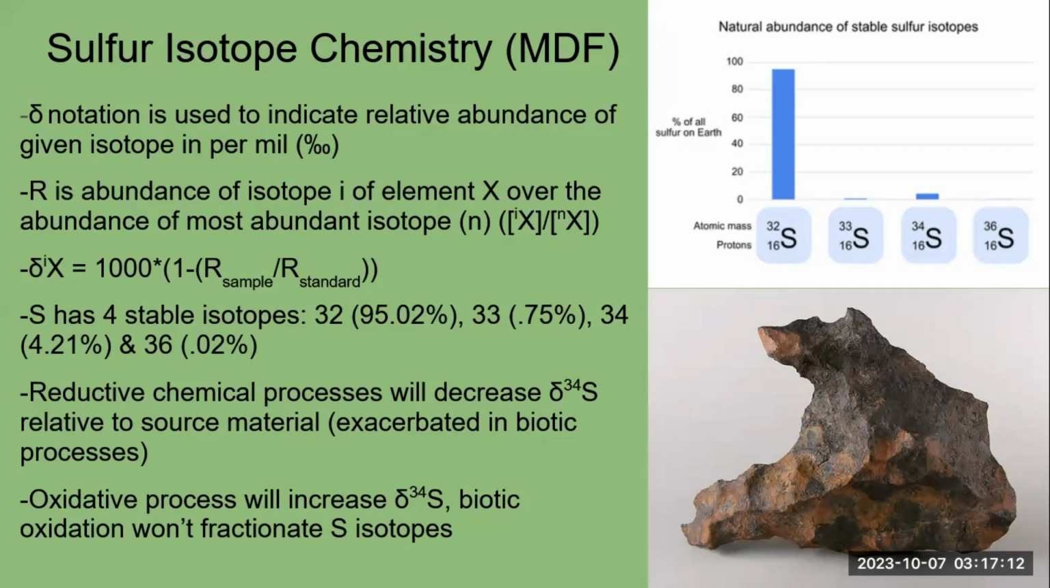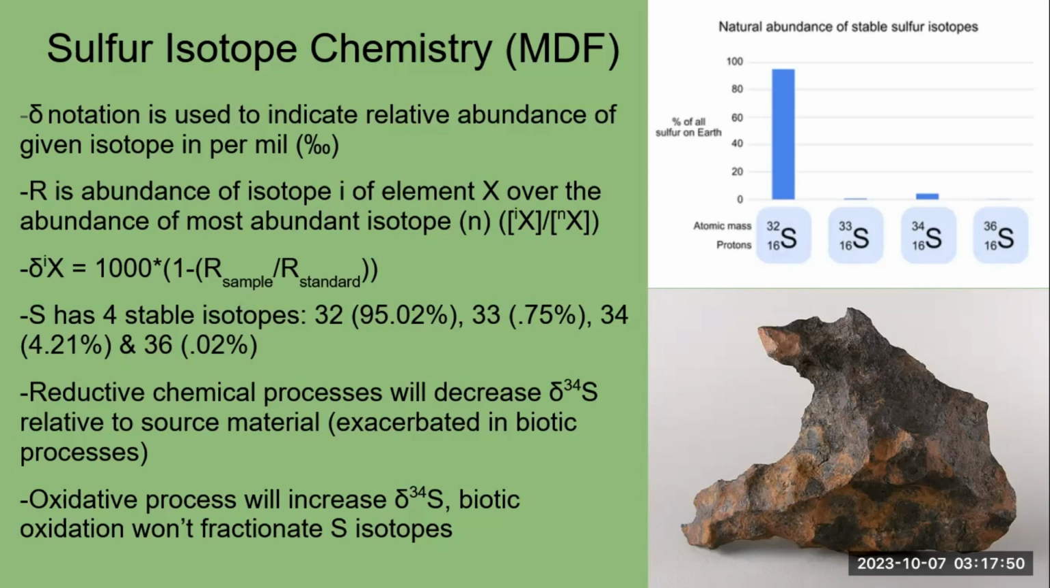The delta value of that isotope is equal to the product of 1000 and 1 subtracted from the ratio of the sample divided by the ratio of a standard. The standard for sulfur isotopes is the Canyon Diablo troilite, a fragment of the meteorite which created Meteor Crater in Arizona. Sulfur has 4 stable isotopes: sulfur-32, which has the greatest abundance at 95.02%, followed by sulfur-34 at 4.21%. The third most abundant isotope is sulfur-33, and the least abundant is sulfur-36.